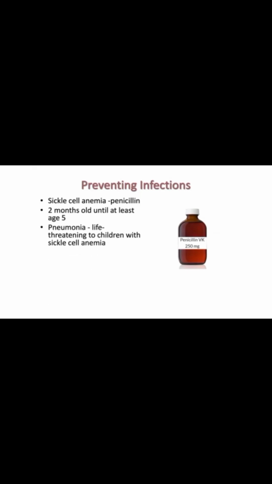Preventing infections. Children with sickle cell anemia might receive penicillin between the ages of about 2 months old until at least the age of 5. Doing so helps prevent infections such as pneumonia, which can be life-threatening to children with sickle cell anemia. Adults who have sickle cell anemia may need to take penicillin throughout their lives if they have had pneumonia or underwent surgery to remove the spleen.